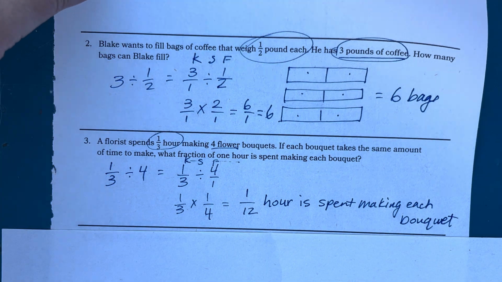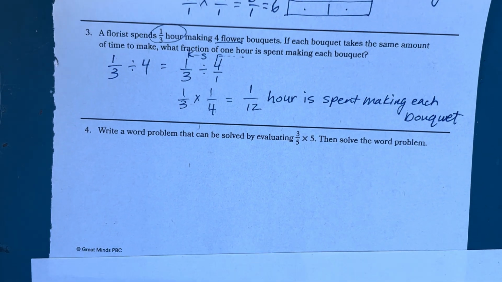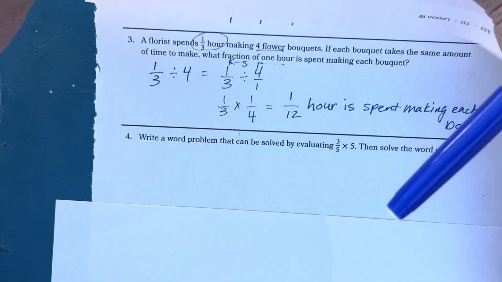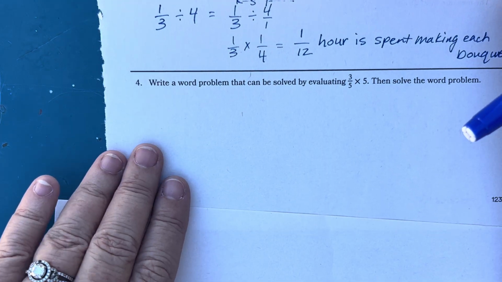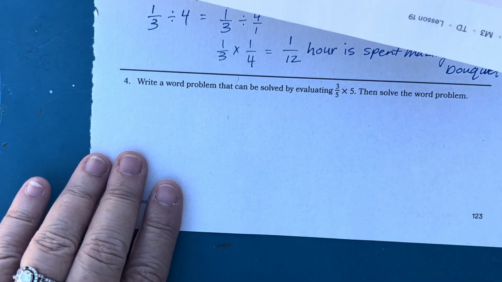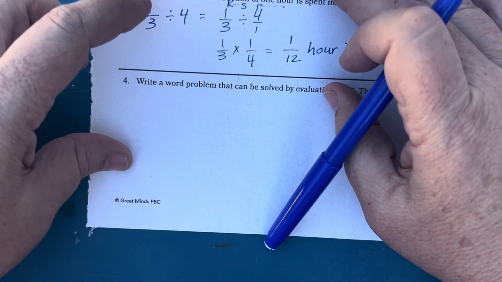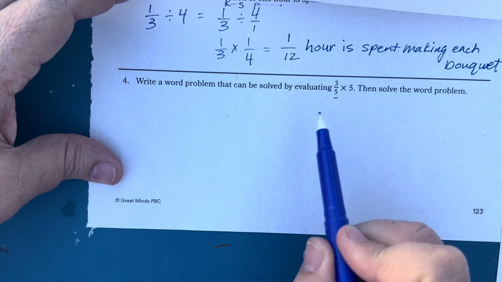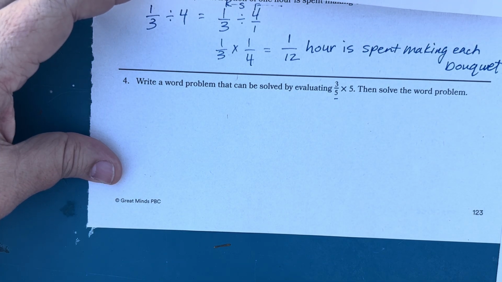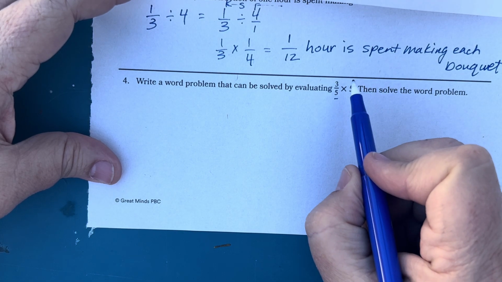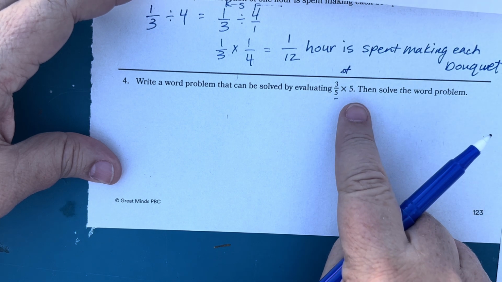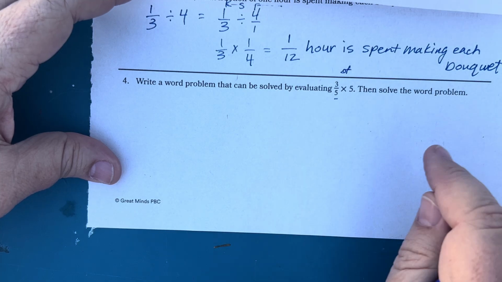Okay, let's look at our last problem. This one actually wants us to, I'm going to fold this over. I just run out of space. This one actually has us writing a word problem. So let's take a look at that together and think about what we're going to do there. It says, write a word problem that can be solved evaluating 3/5 times 5. So I'm thinking multiplication problem, and maybe I'm thinking like using that idea of multiplication as a portion of something.